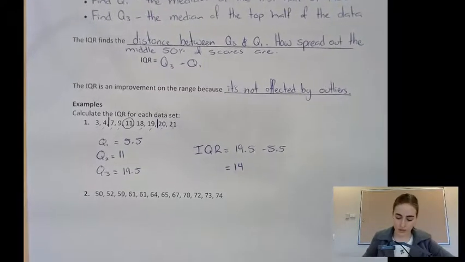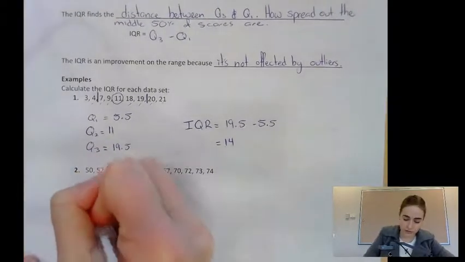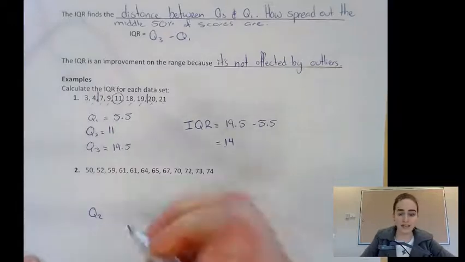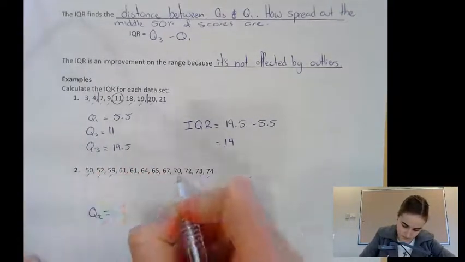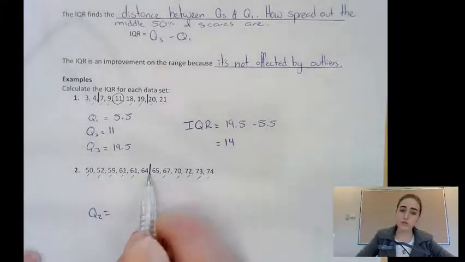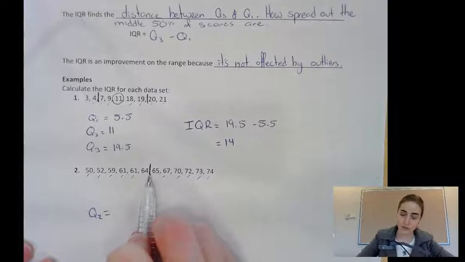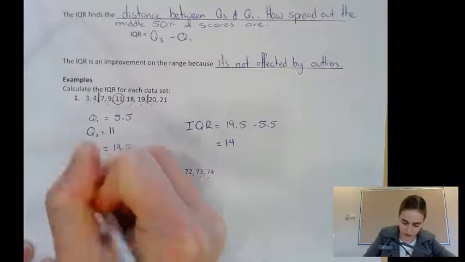For question 2, again, our scores are already arranged in ascending order. So I'm going to find Q2, or my median, first. So one off the top, one off the bottom. And this time my Q2, my median, is going to fall right in between 2 scores. So my median is going to be 64.5.